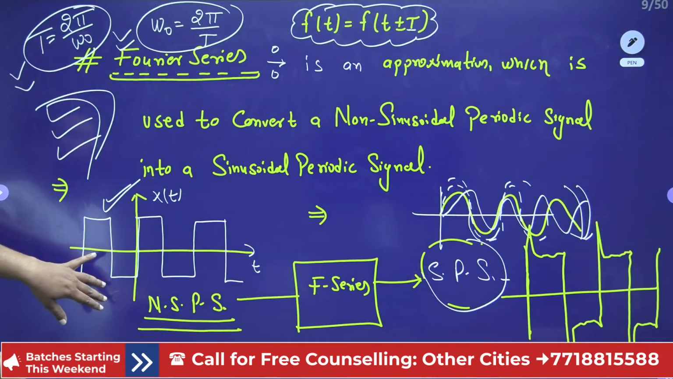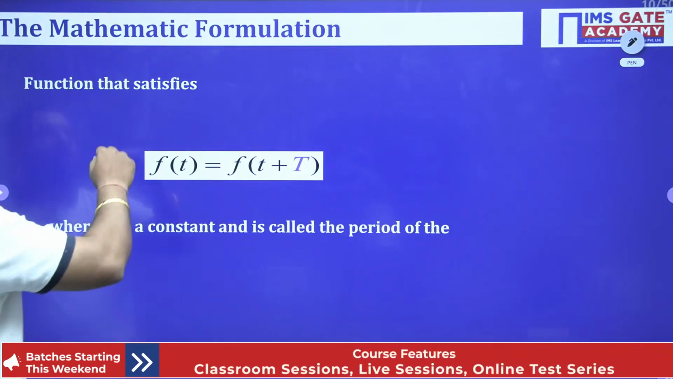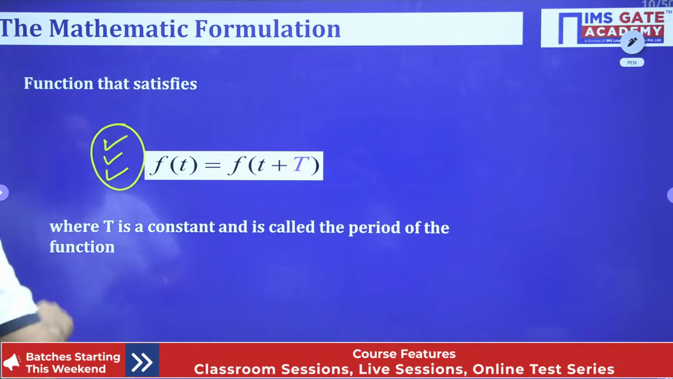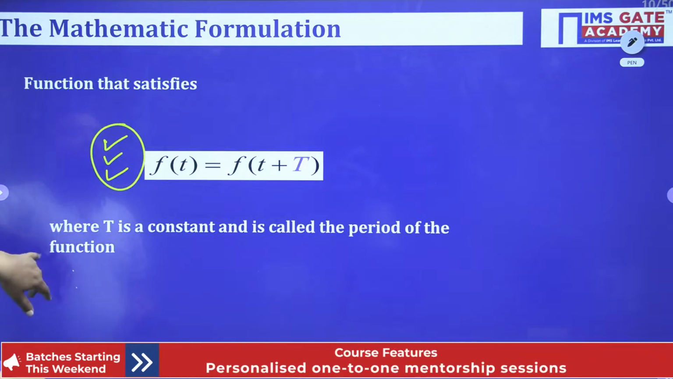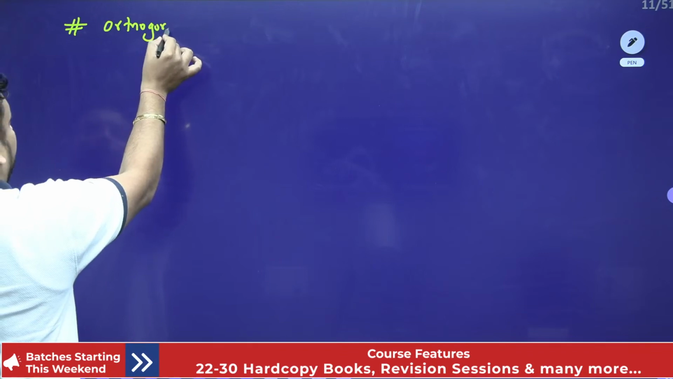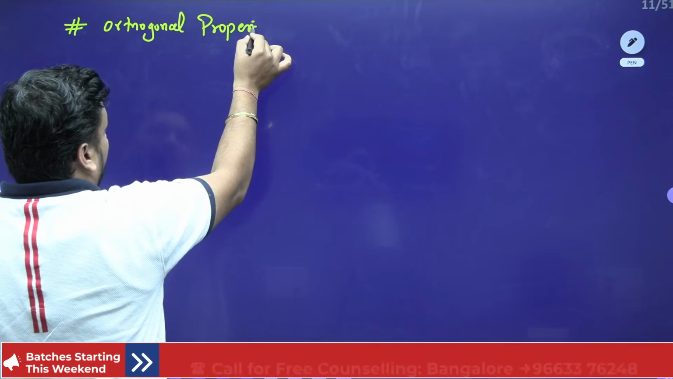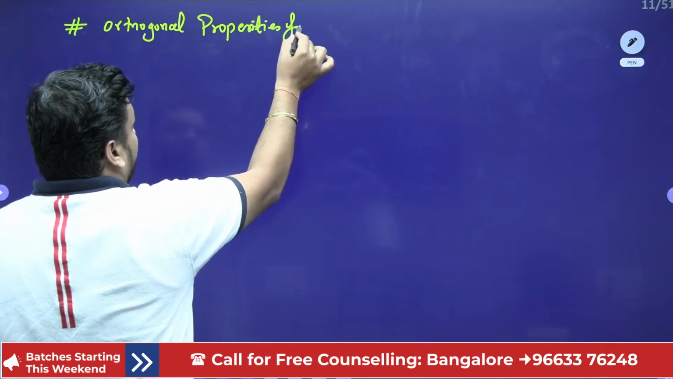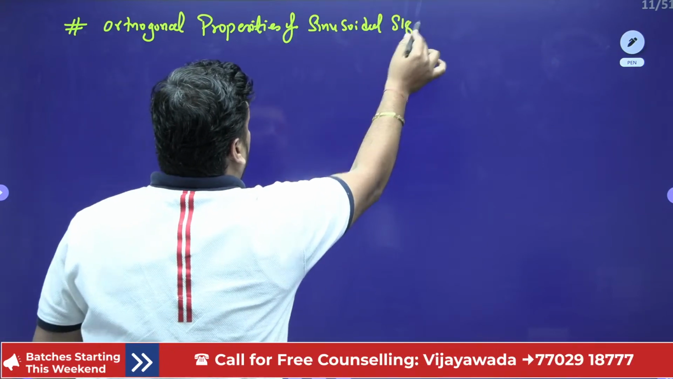Okay, so now we will discuss the orthogonal set of properties. So we can say that Fourier series representation is nothing but a periodic signal representation. Now students, make a heading: some orthogonal set of sinusoidal functions. So we are solving some orthogonal properties of sinusoidal signals. So just make a heading: orthogonal properties of sinusoidal signals.